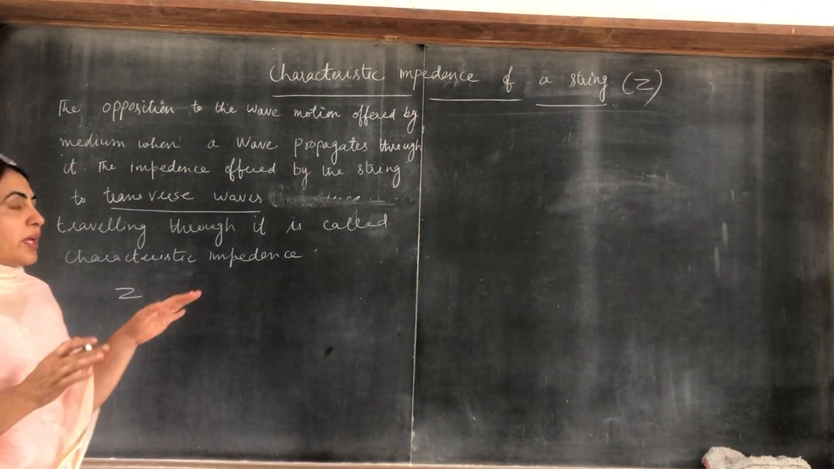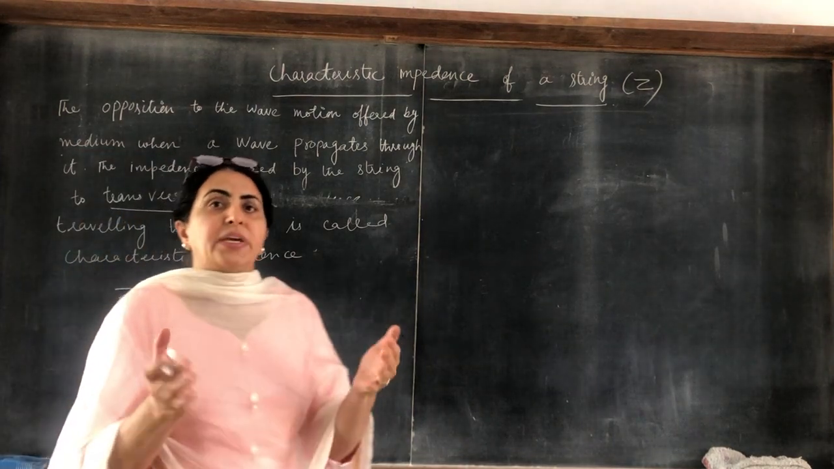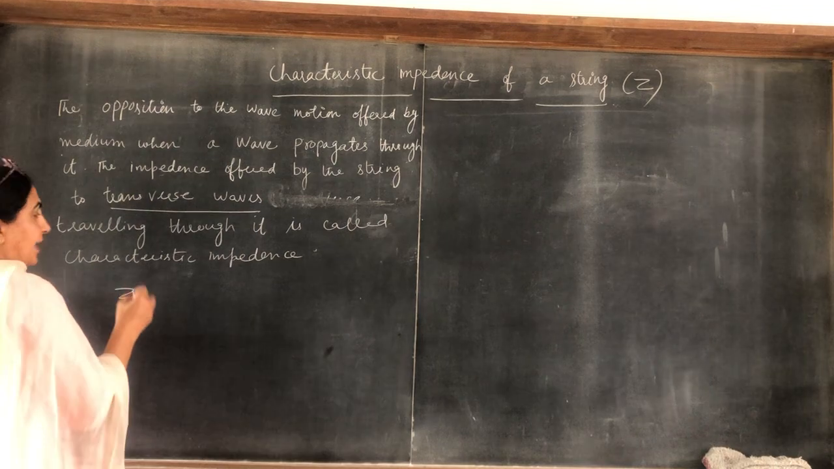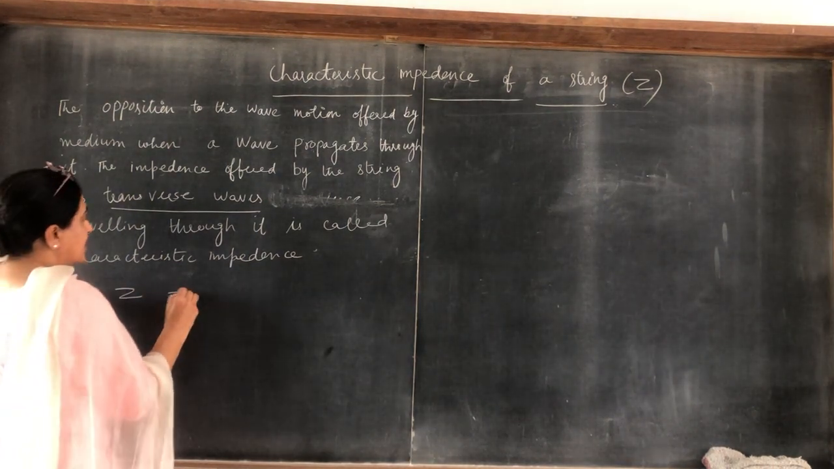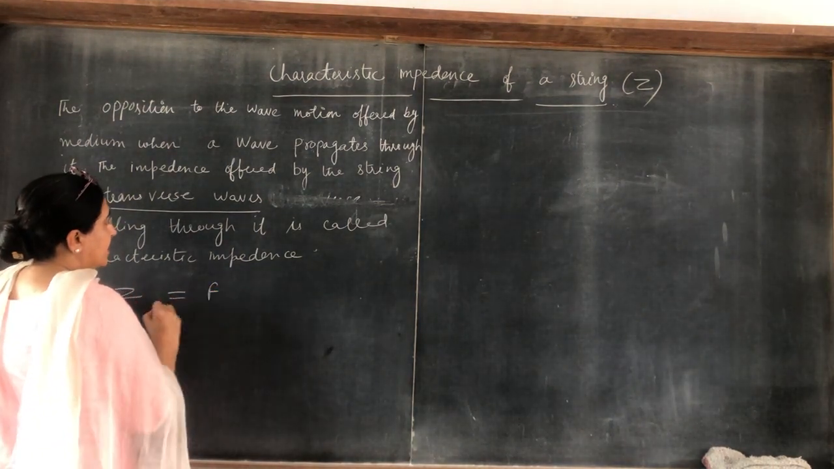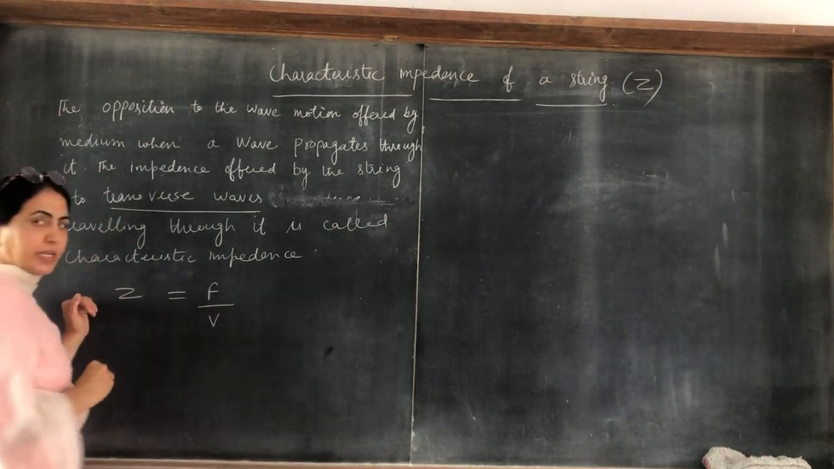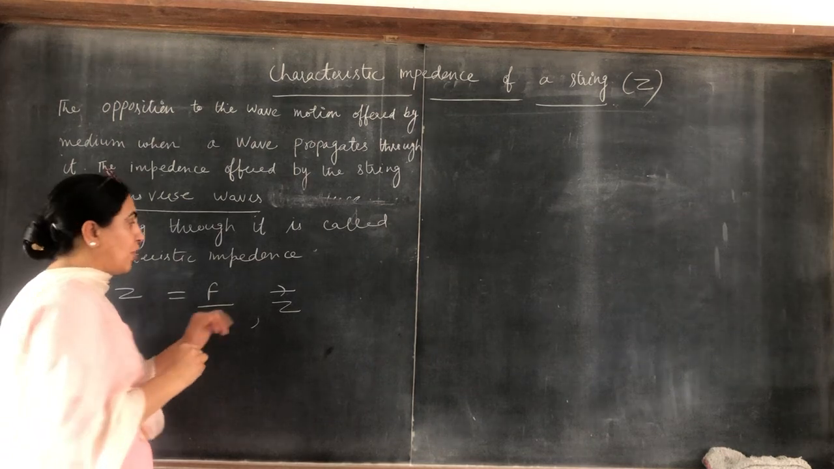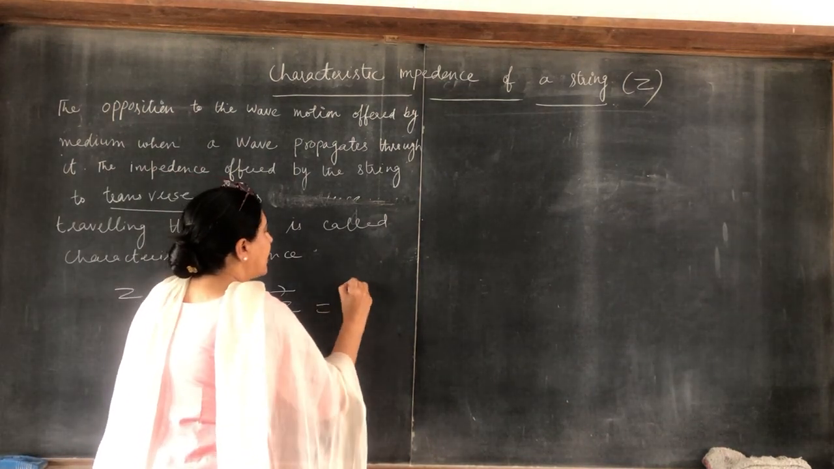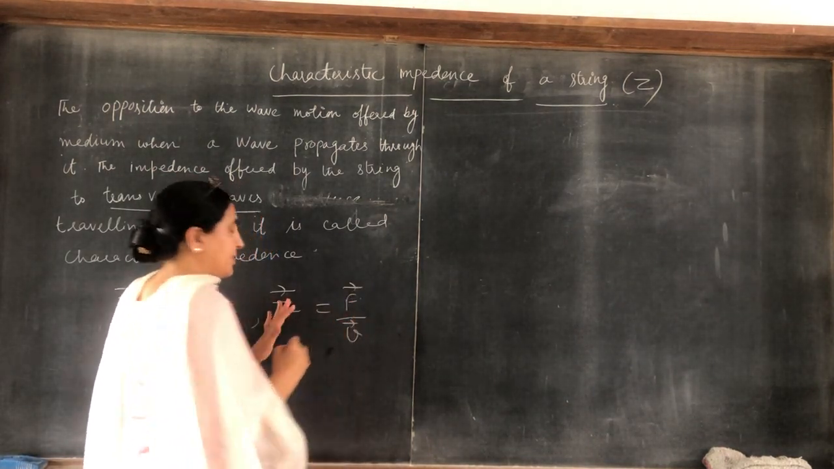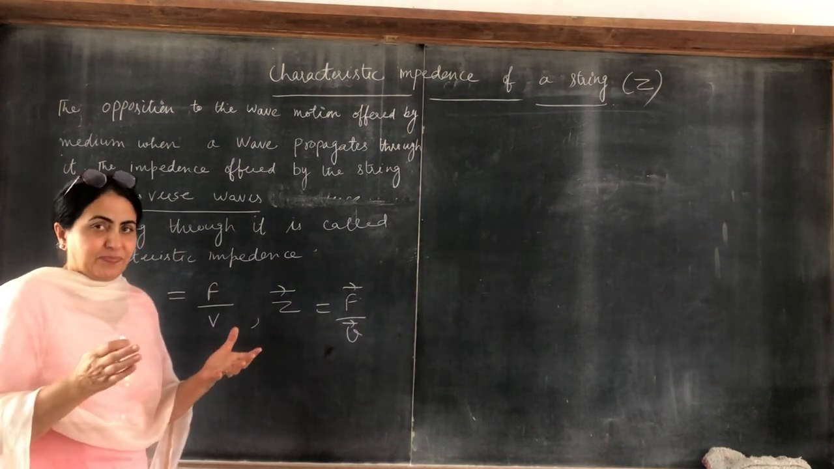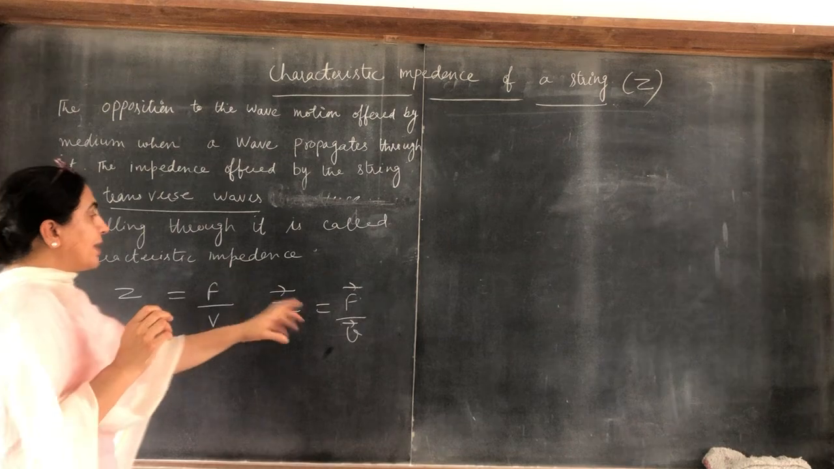Now we don't know whether Z is a real or complex quantity. So we define it mathematically as Z is equal to F by V. Clear? If we write it in vector form, Z is equal to F by V. Just write it for now; at the end we will prove that it is real. So what is F?